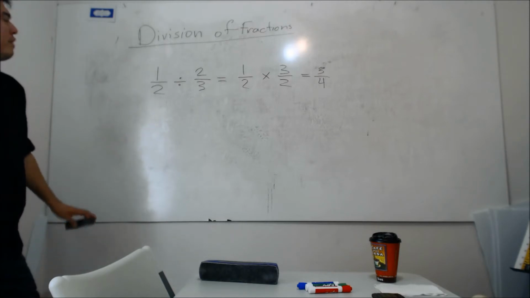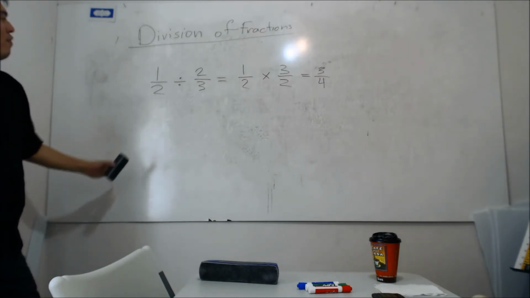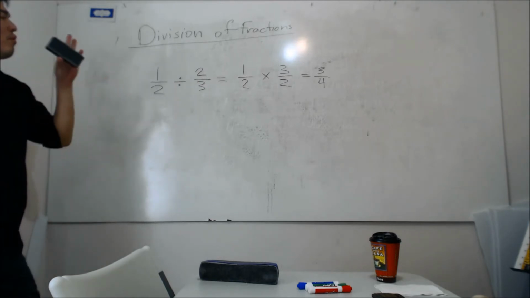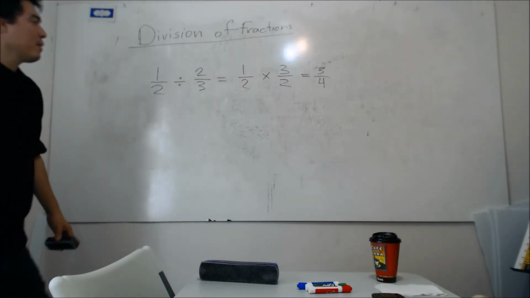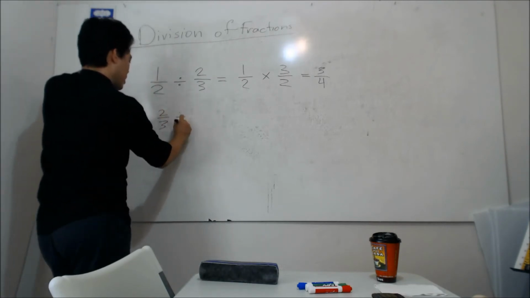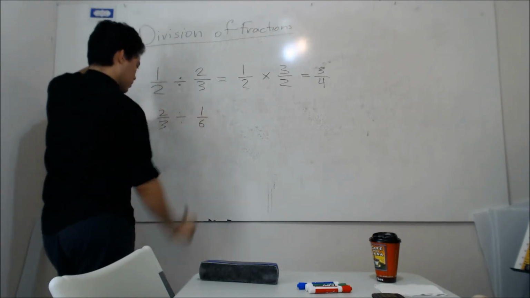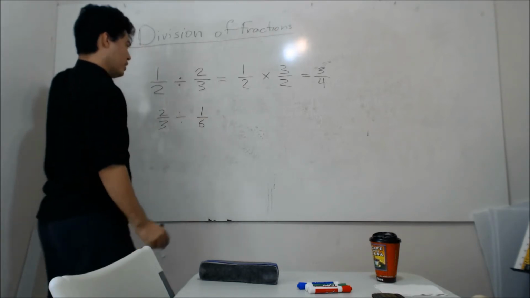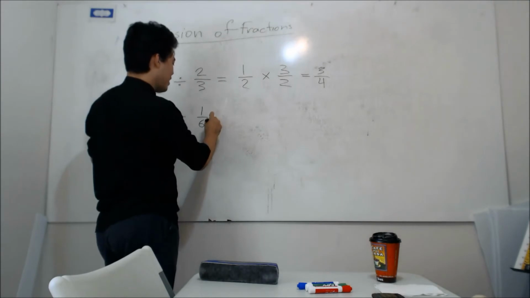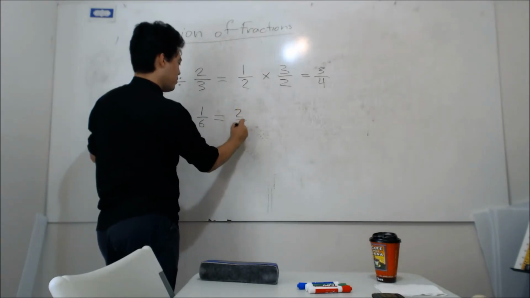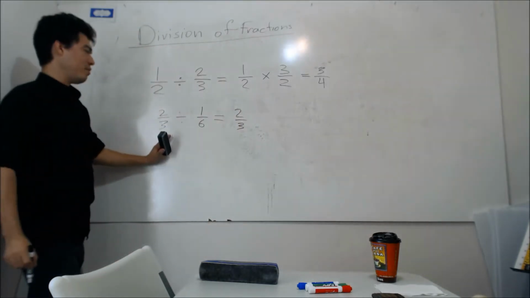In other words, when you're dividing one fraction by another, you take the original fraction and you multiply it by the reciprocal of the fraction you're dividing it by. Let's give another example here. 2/3 divided by 1/6. So this is going to equal this. Watch, I'm going to take this one. 2/3 is going to stay the same. The first fraction stays the same.